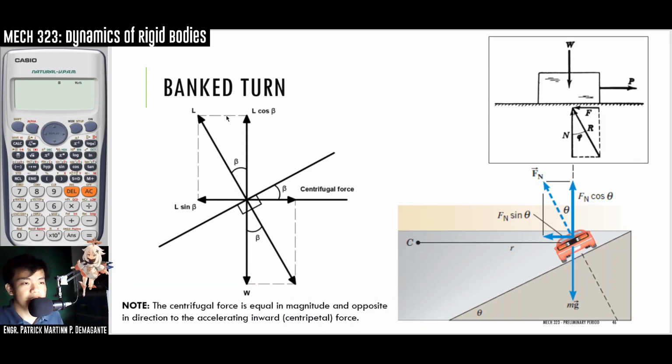So, sa bank turn naman, kung familiar kayo dito sa aerodynamics niyo or sa inyong subsonic aerodynamics, meron kayo nito, bank turn. So, yung concept ng bank turn, same lang yan dun sa ating mga car. So, yung car natin, naka-incline with an angle. Same pa rin si MG. MG natin is weight.